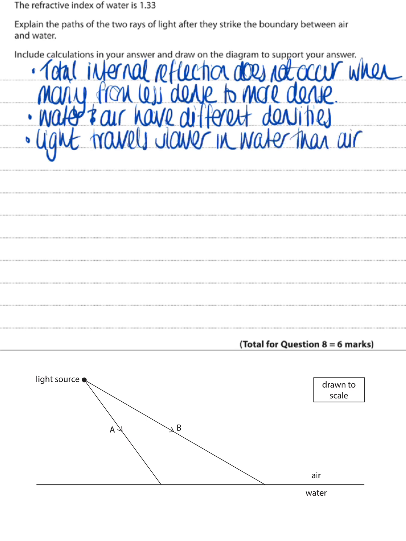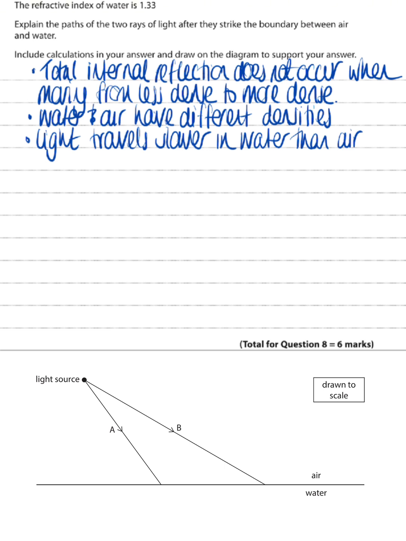Now we know that if the light is slowing down, then that should mean that it would bend towards the normal. So we've got the explanation of what's actually going to happen. We're going to get refraction happening, and that means that the light is going to slow down and bend towards the normal. But as you can see in the question, we are asked to include calculations and draw to support your answer. So what we now have to do is show exactly what that ray is going to do.